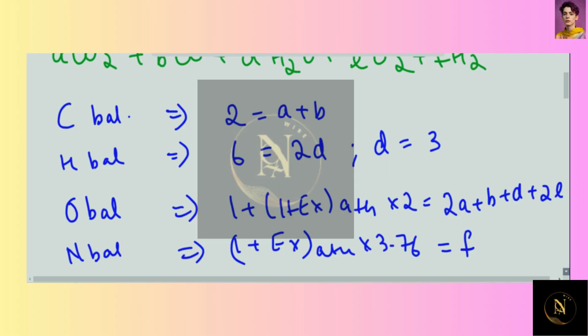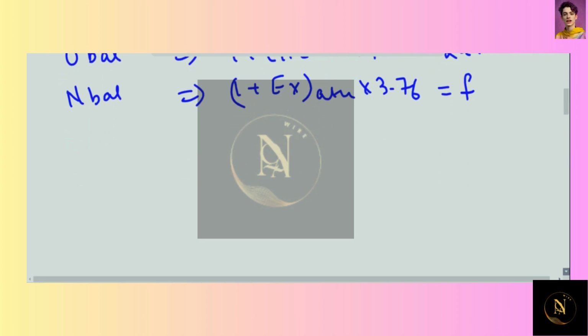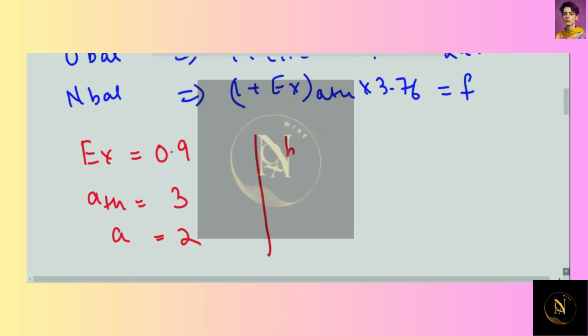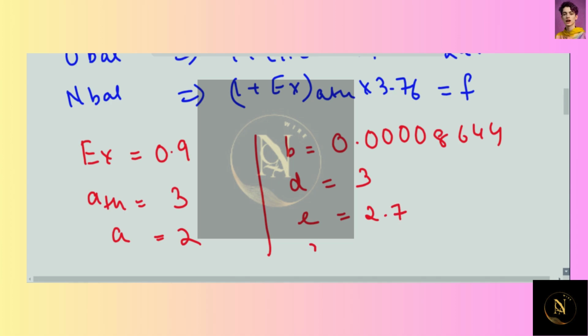Now, solving the above equations, we find the coefficients to be x equals 0.9, a_th equals 3, A equals 2, B equals 0.00008644, D equals 3, E equals 2.7, and F equals 21.43.